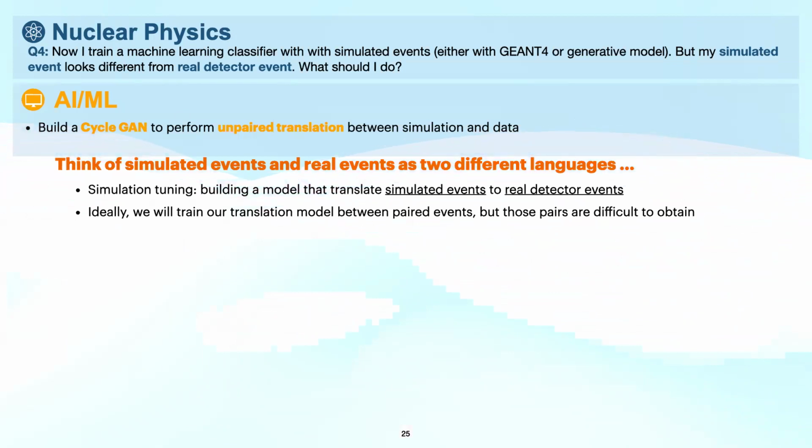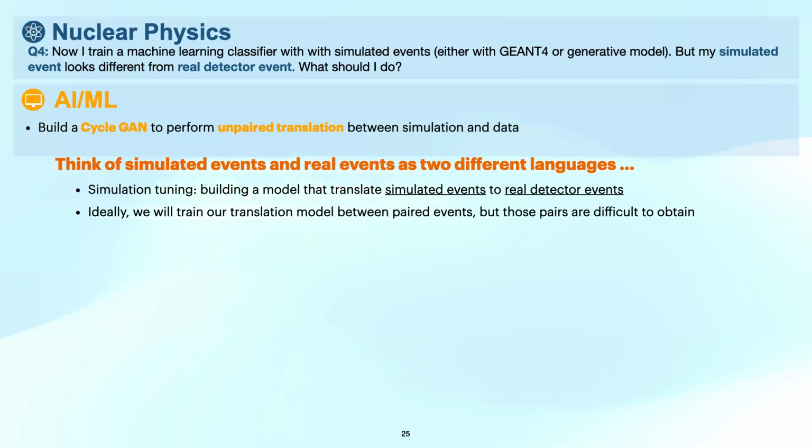The first way, I would argue, is to build something called a CycleGAN to perform what we call unpaired translation between your simulation and your data. That is, to translate your simulation to a state that is very similar or even indistinguishable from your data. And this is achieved by the adversarial training idea that I mentioned in the GAN model. Let's think of simulated events and real events as 2 different languages. The idea of simulation tuning is to build a model that can translate our simulated events to a state that is almost indistinguishable from the real detector events.